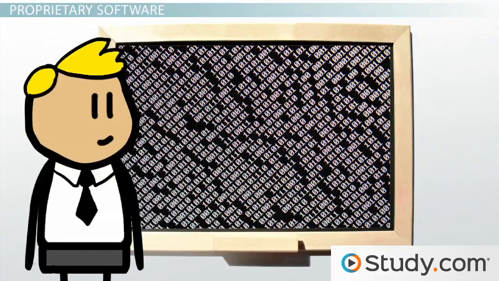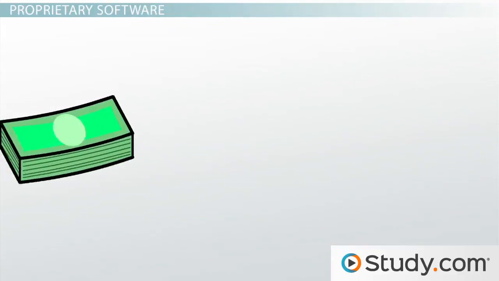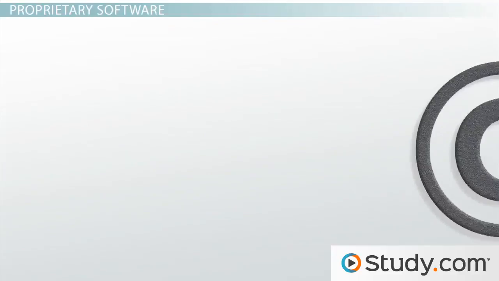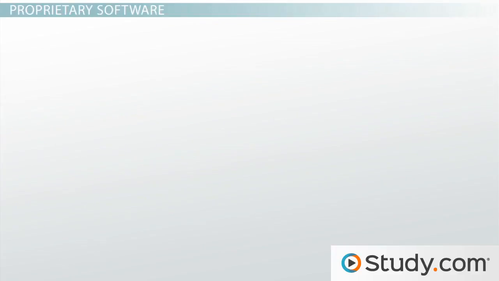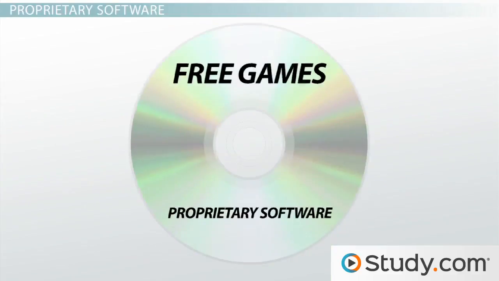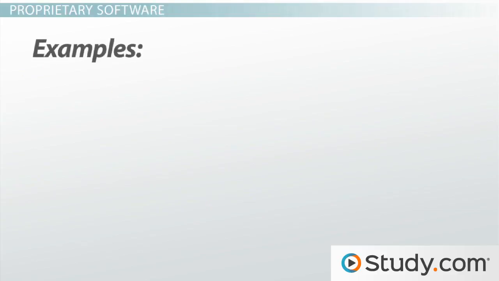Many proprietary software applications are also commercial, meaning that you have to pay for a license. However, many other proprietary software applications are free. The fact that software is free does not mean it is not proprietary. There are numerous examples of proprietary software.